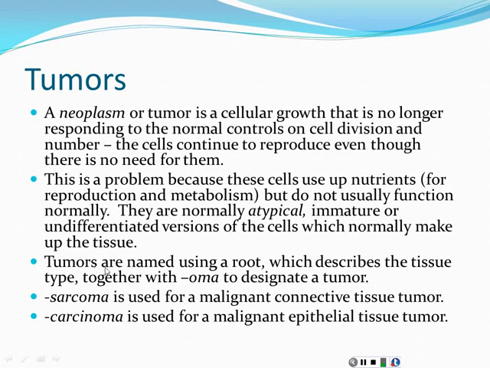Tumors get their name from the root, which describes either the tissue type or the location, and then we add -oma to the end to designate a tumor. Like a lymphoma is a tumor of the lymphoid system, so it's a lymphoma. Two special words are used to describe the most common kinds of malignant tumors.